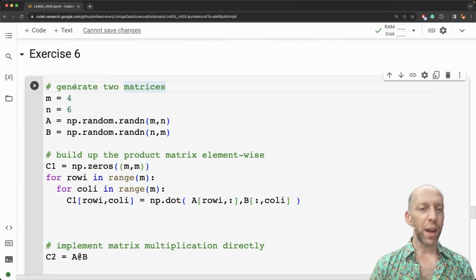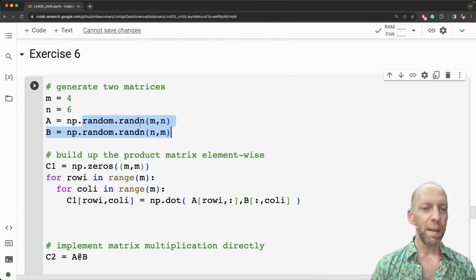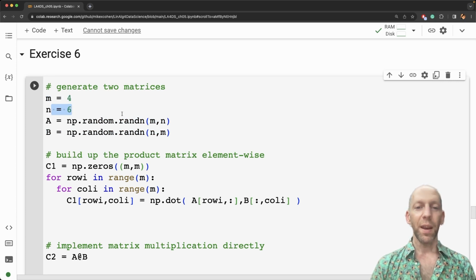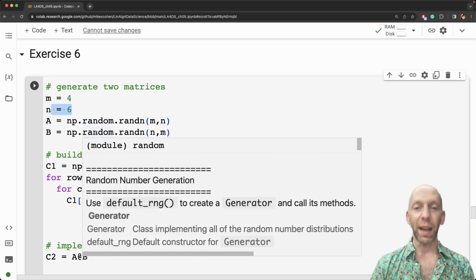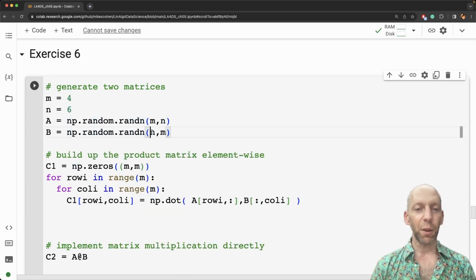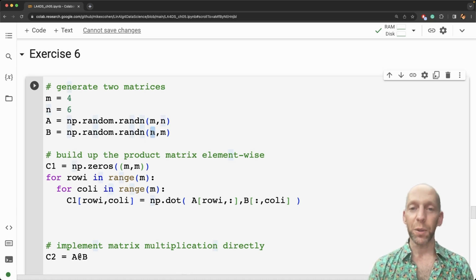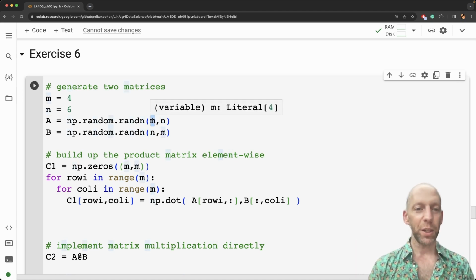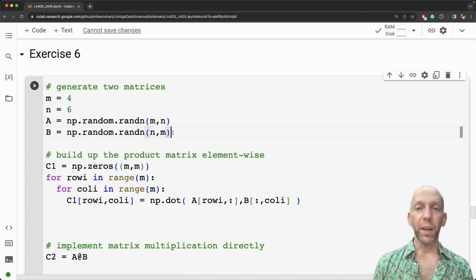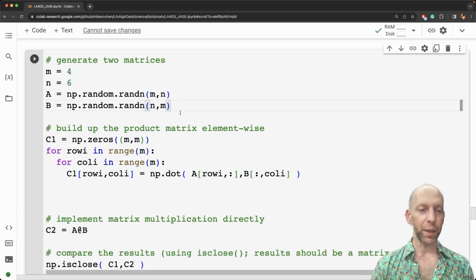So here I generate two random matrices. It doesn't matter what numbers are in those matrices. And I'm specifying m and n to be 4 and 6. Now, you know that in order for this multiplication to be valid, the inner dimensions, so to speak, have to match. So the number of columns in the left matrix has to equal the number of rows in the right matrix. And then the outer dimensions, so m and m, will define the shape of the output matrix.